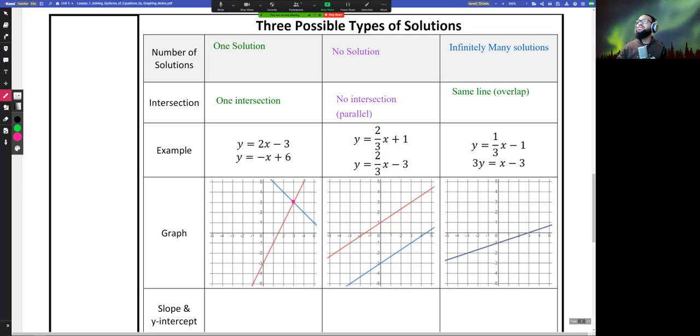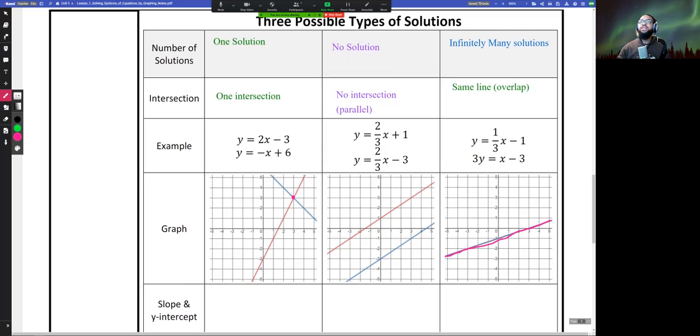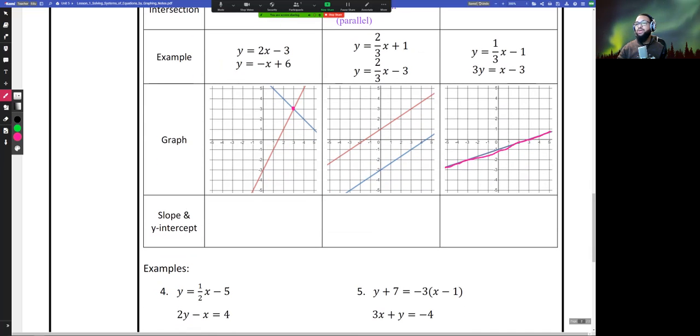And if we look at infinitely many solutions, we see that they sit on top of each other. This line is purple because red and blue make purple. Every point on the line is a solution, okay? It's all overlapping, intersecting, overlapping, all right?